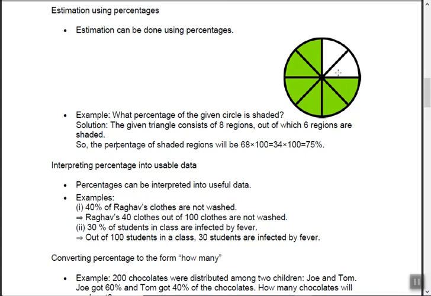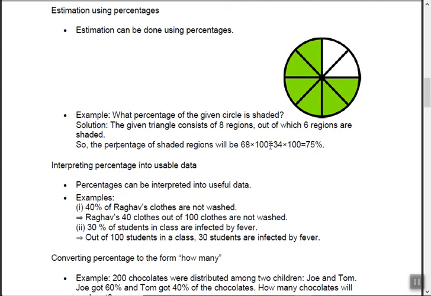What percentage? So how many parts are there? Total 8 parts. Out of them how many are shaded? 6. So 6 upon 8 are shaded. Upon 8 means there are 8 equal parts. Remember, it should be 6 upon 8 into 100, which is 3 upon 4 into 100. So it is 75%.